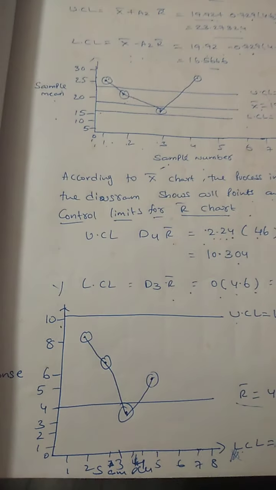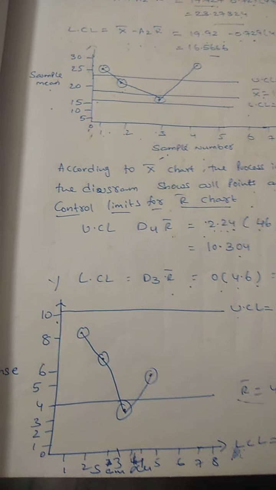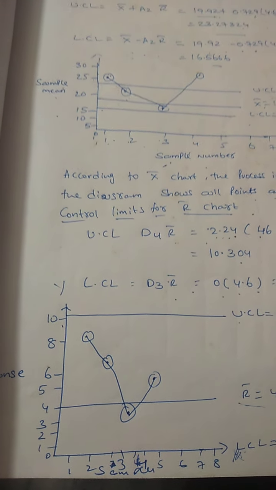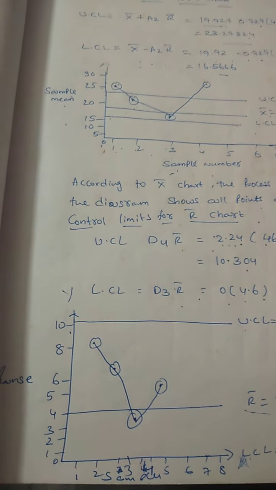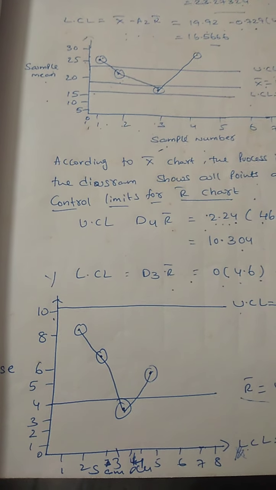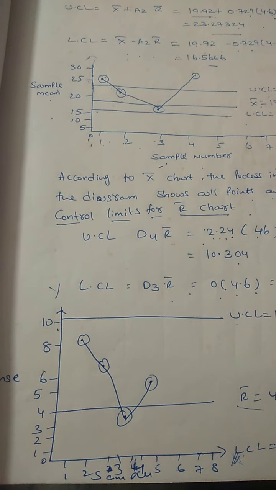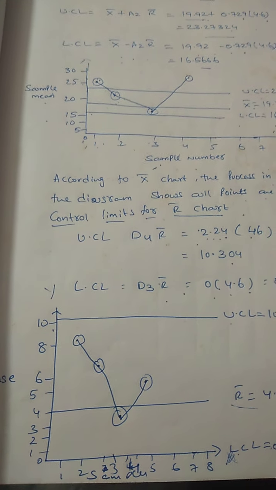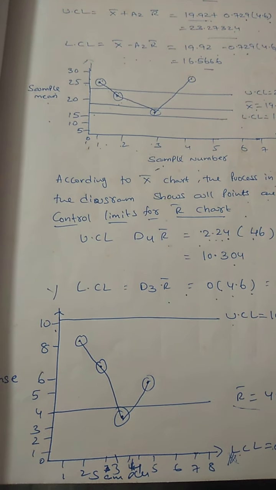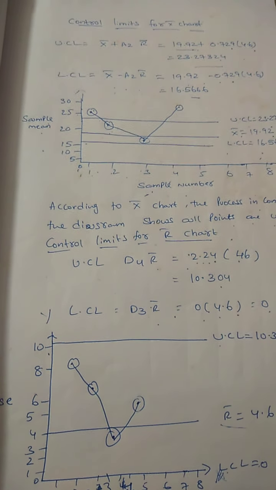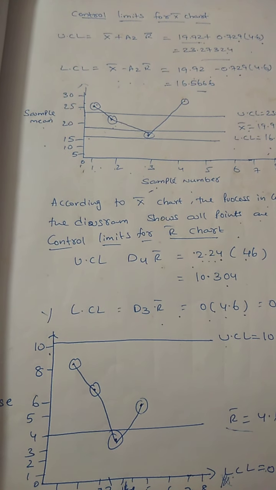In this way you can do these SQC problems with 5 samples. They are giving 4 observations with 5 samples. This is an important model for your practice, R chart and at the same time X chart problems. I hope you understand this problem. Please go through that. Wish you all the best.